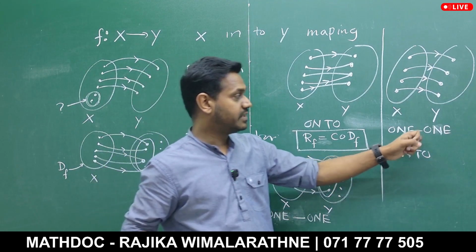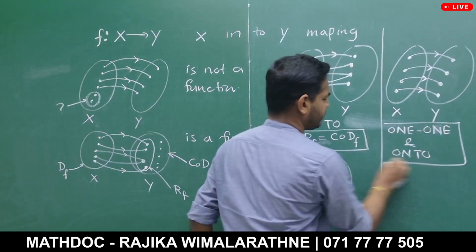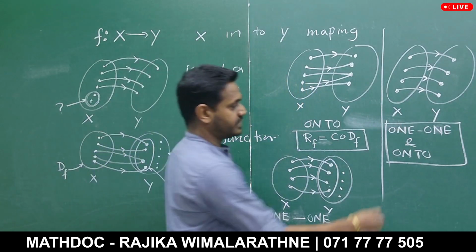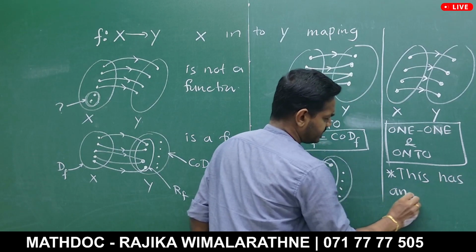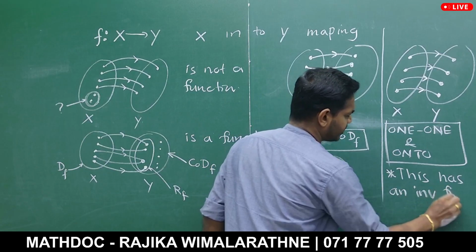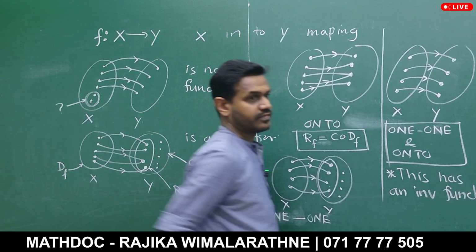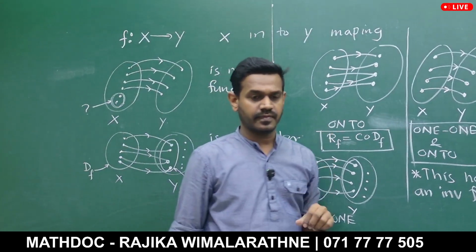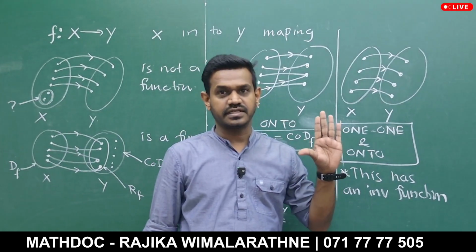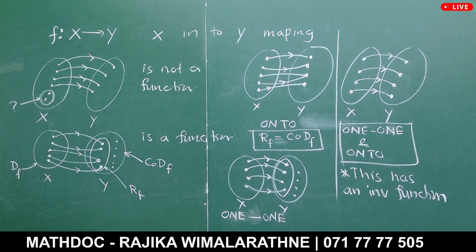Then this is very special, one-to-one and onto. This has an inverse. An inverse function. Okay, you just write all. Just write all. So that is about types of functions. Just write types of functions.